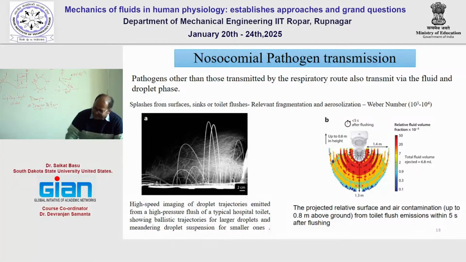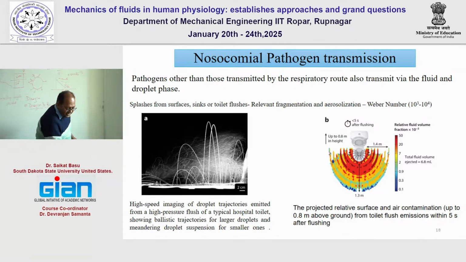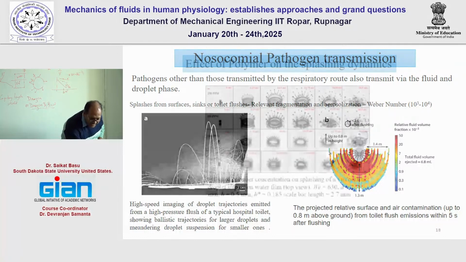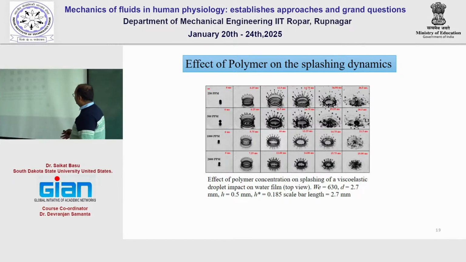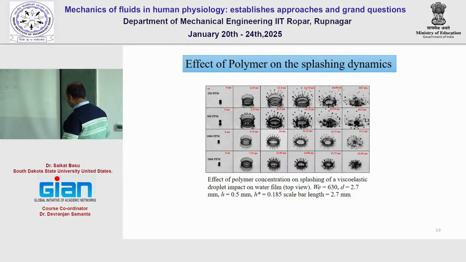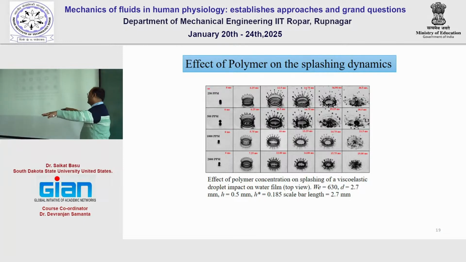So you can see that this has to be leading with the splashing dynamic. Here, I will show a case where one of your group mates, Manglis, has studied how the splashing dynamics is affected by the presence of polymer droplets. What he did was make a simple water film and then make different kinds of solutions having different polymer concentrations.